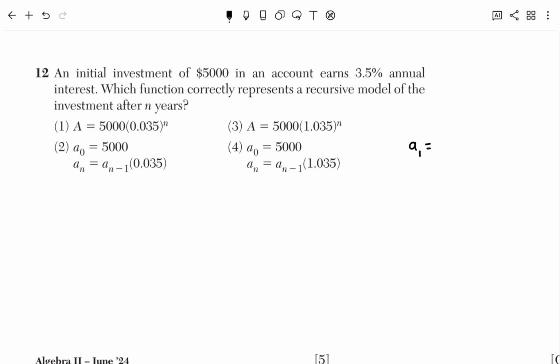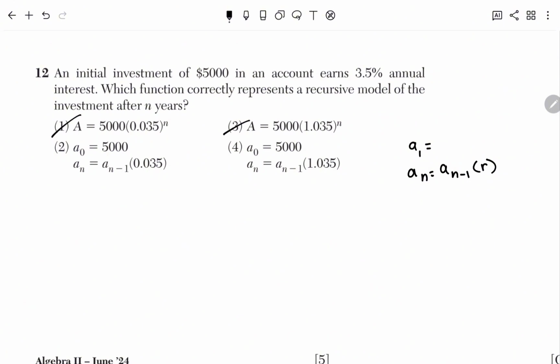So in this case, we know that it earns annual interest, so we're multiplying. It's going to be a geometric recursive formula. And so our next part is going to be a_n equals a_(n-1) times the rate. Right? So answer choice 1 and answer choice 3 do not fit the recursive model formula, so we can eliminate those. Now between 2 and 4.